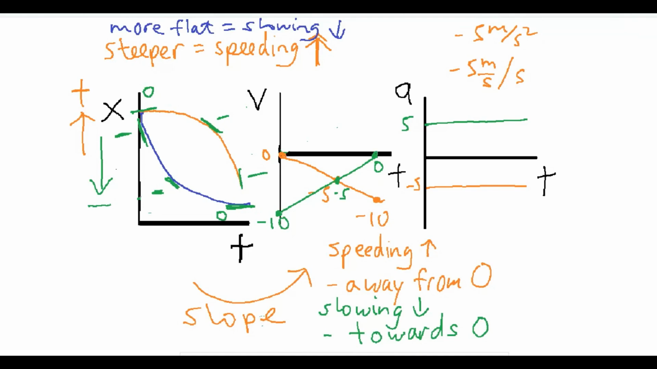When you go to your acceleration time graph, if it's a constant velocity, it's going to be dead on 0. If it's anything else that's speeding up or slowing down, you will for sure have a constant positive or constant negative slope, assuming we're talking about uniform acceleration.